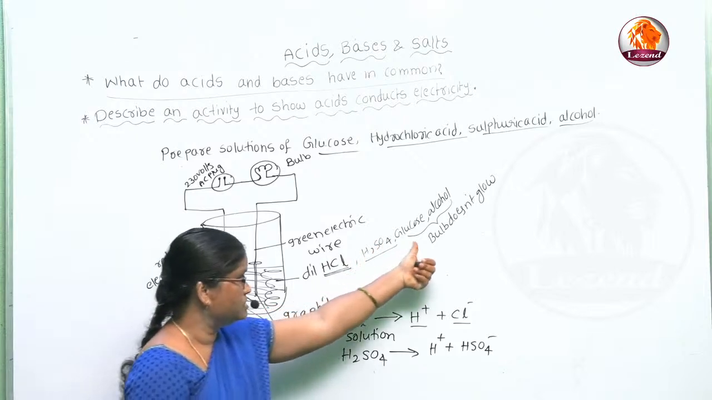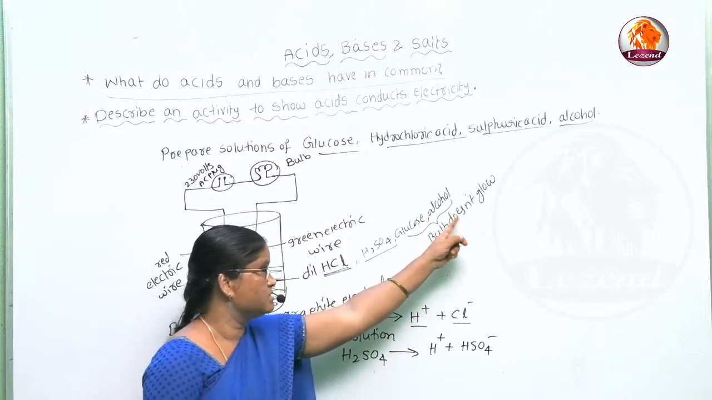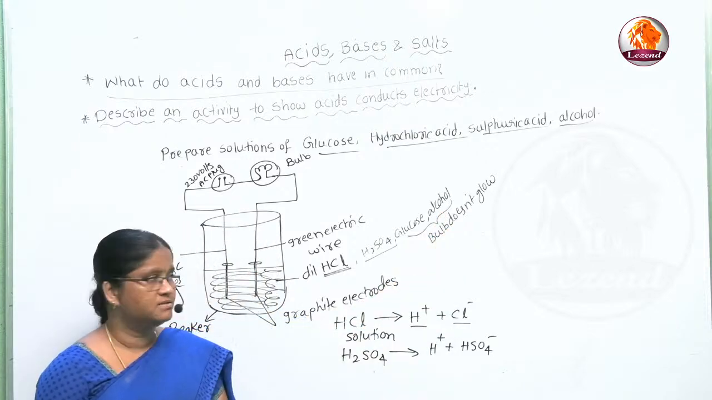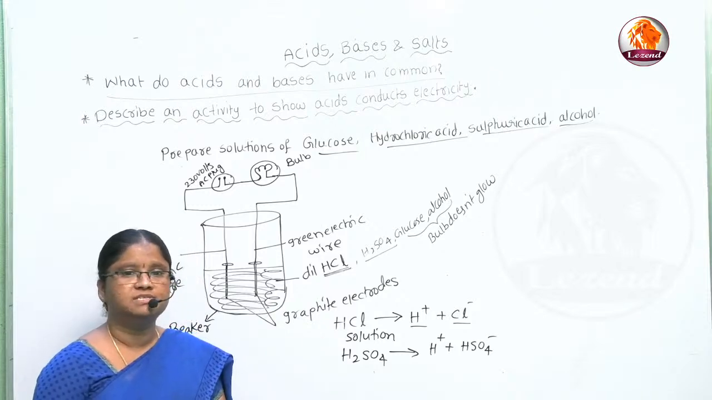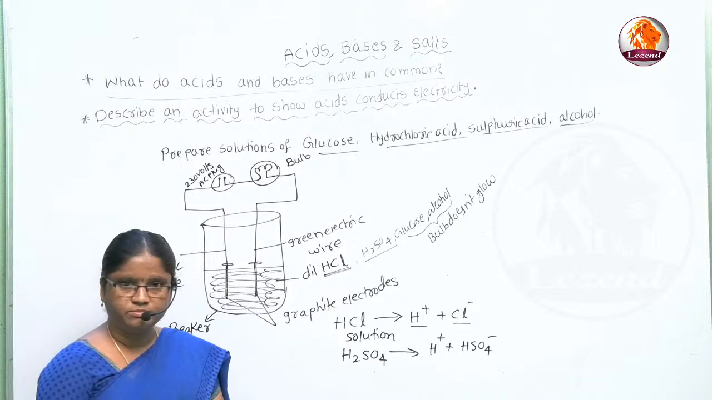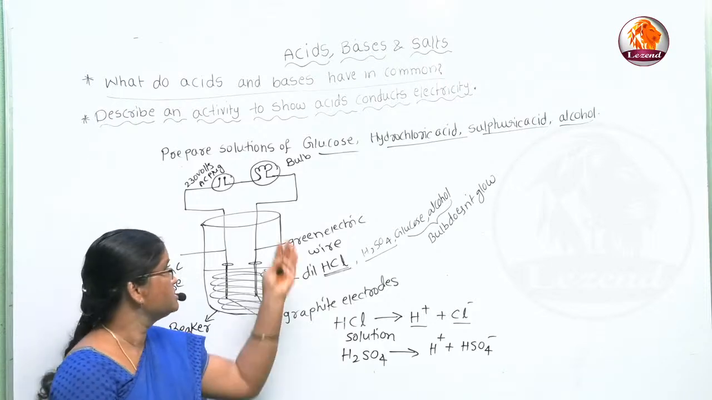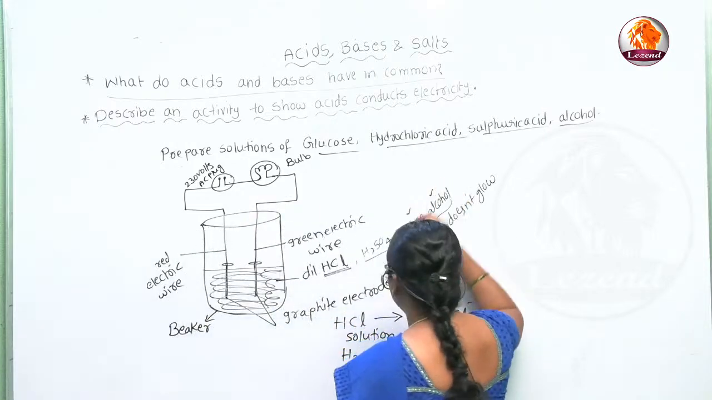But in glucose and alcohol, why do we observe that the bulb does not glow? It means there is no movement of ions, there are no H plus ions in glucose and alcohol, the absence of hydrogen ions in glucose and alcohol. So because of that, there is no movement of ions in the solution, that's why we do not observe the glowing of the bulb in glucose and alcohol solution.